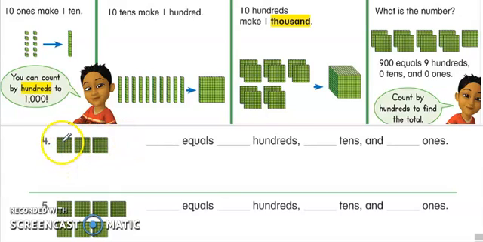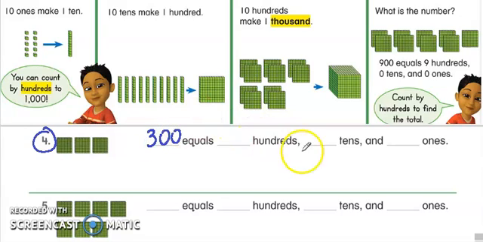So when we are looking at the flats, which are the hundreds, we count by hundreds. So we're going to do together number 4. For number 4, we're going to count by hundreds. Ready? 100, 200, 300, and that is what equals here. So I'm gonna write 300.